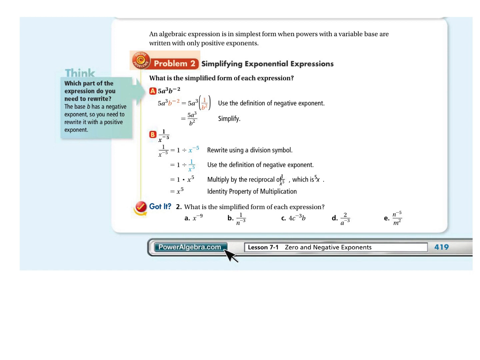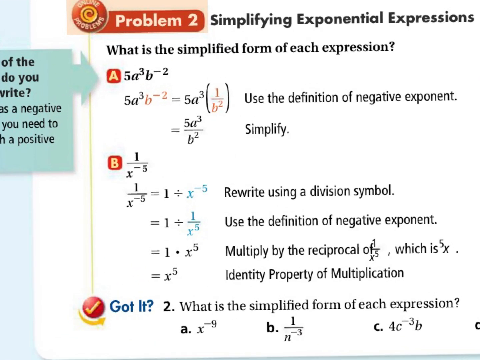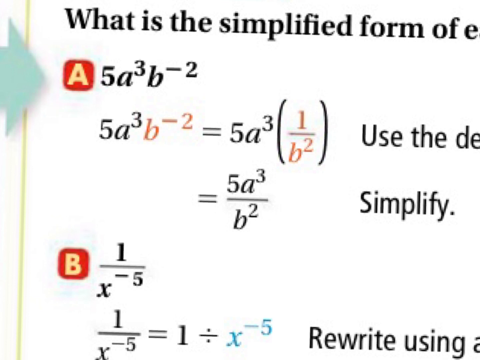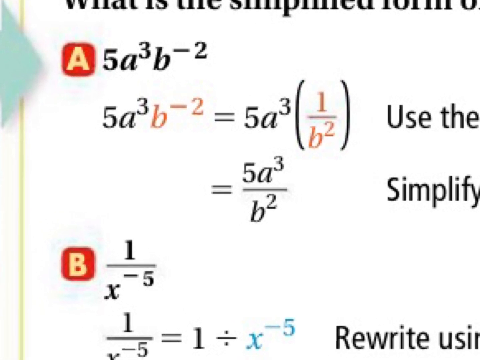Once again, right above problem 2, it does mention simplified, simplest form if we have just positive exponents. Problem 2, we just got a little bit more stuff happening here, more variables and coefficients and things. Our focus should only be on the negative exponents. If there's not a negative exponent, we're just going to leave it alone.